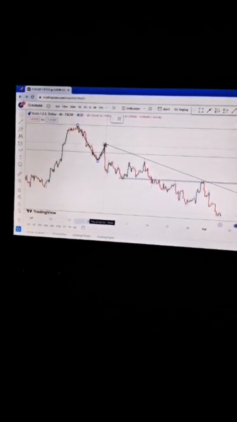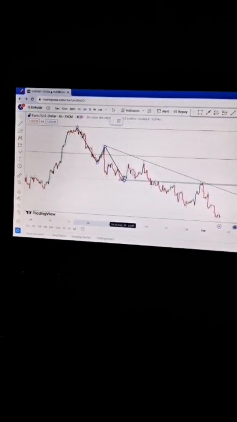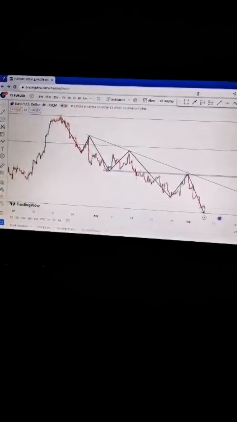But I just want to show you guys something. Let me remove this and start it from the top, because I just saw something. So let's start it from all the way up here. This is our high, our low, lower high, lower low, lower high, lower low, lower high, still creating our lower low. So what I want to show you guys is this.